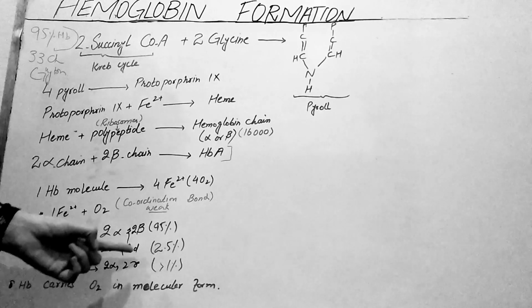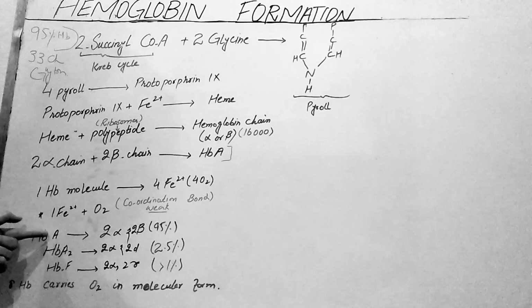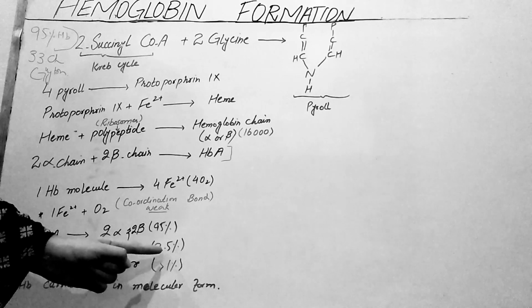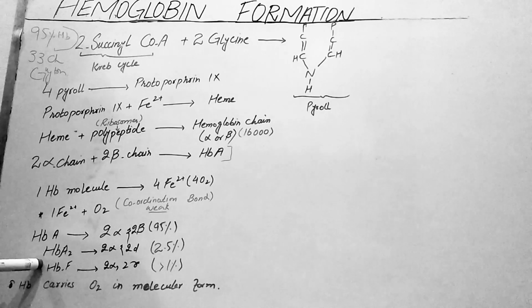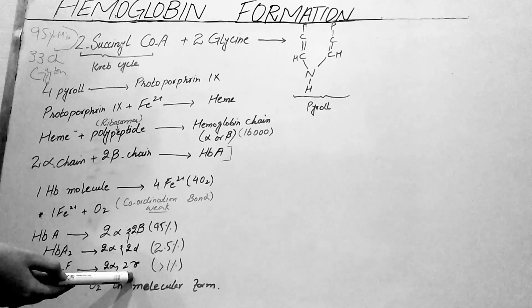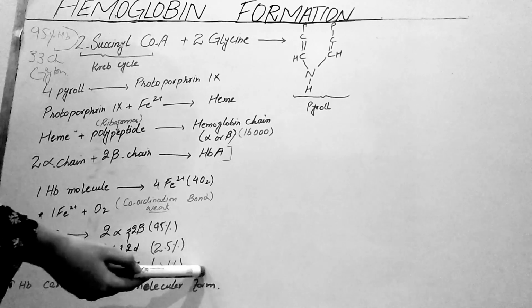These 2 delta chains differ from the 2 beta chains in hemoglobin A, and its concentration inside an adult human body is 2.5%. Now the third type is hemoglobin F, which is also called fetal hemoglobin. This contains 2 alpha and 2 gamma chains, and its percentage is less than 1% inside an adult human body.